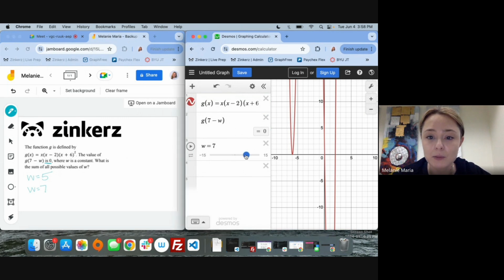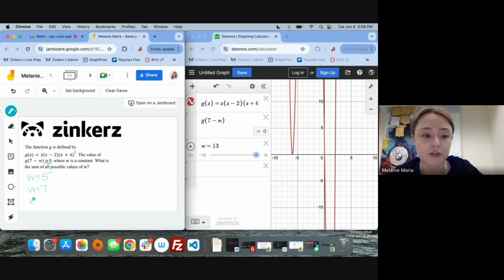Let's keep going a little bit more just to make sure there's nothing else. We can see my value of g of 7 minus w getting bigger, bigger. And then here it comes back down and is getting smaller, right? 111, 96, 78, smaller, smaller, smaller. Maybe I can get it closer to 0. Let's go a little bit more. Here again at w equals 13, I also have a value where that is equal to 0.